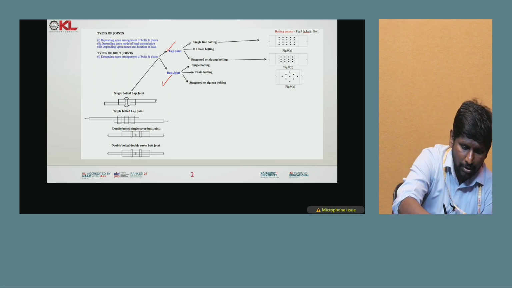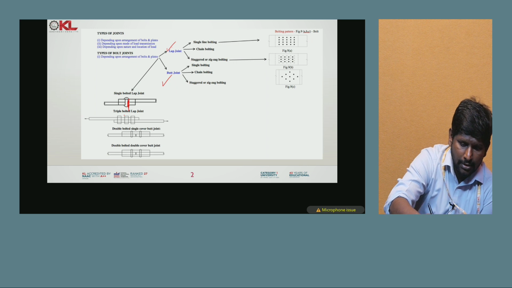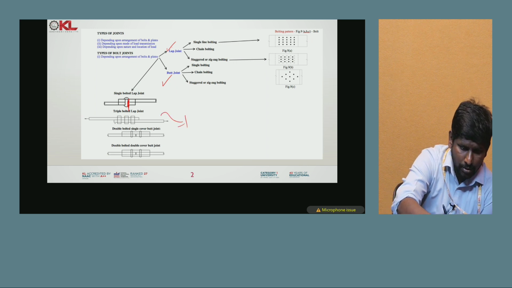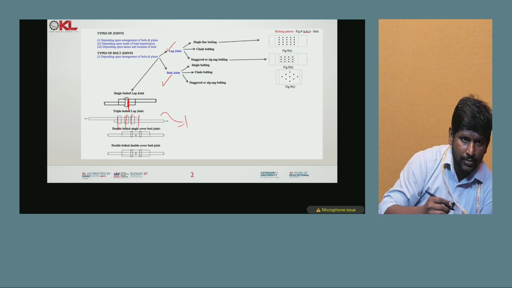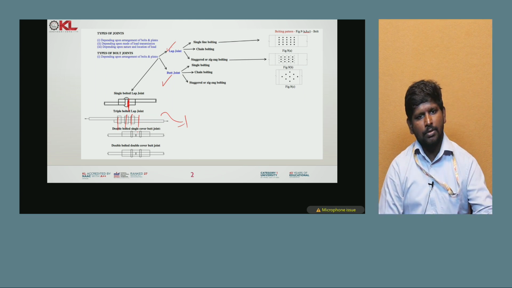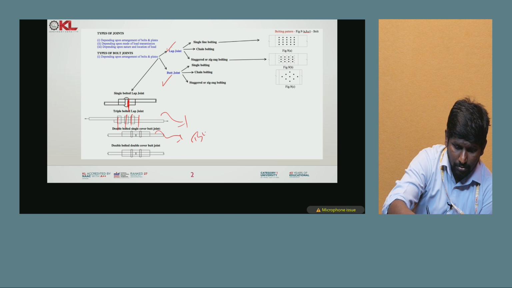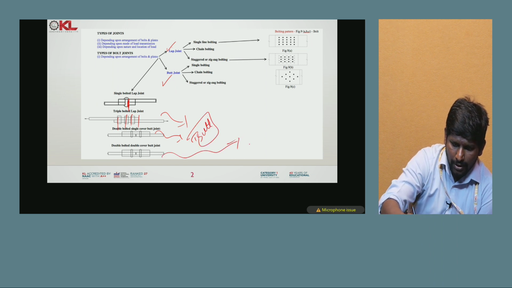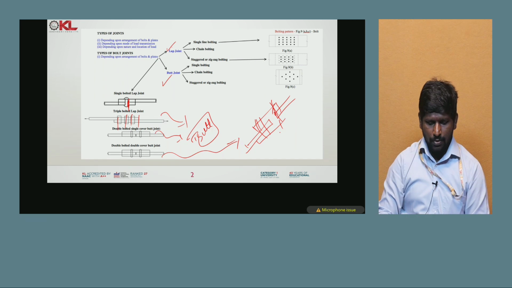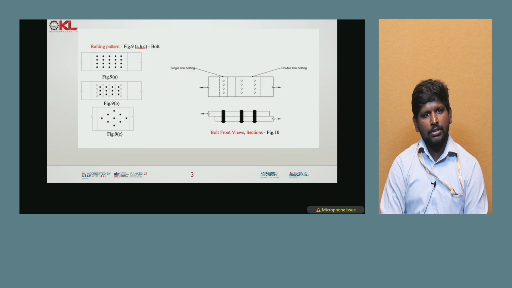When it comes to a single bolted lap joint, there is one bolt. When it comes to a triple bolted lap joint, there are three bolts. And when it comes to a double bolted single butt cover joint, this is known as a butt joint. In a double butt, you can see another material connecting with the butt and one bolt. So here this is the bolting pattern.